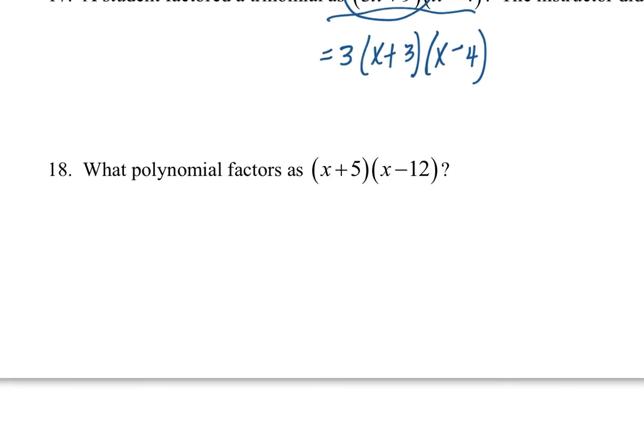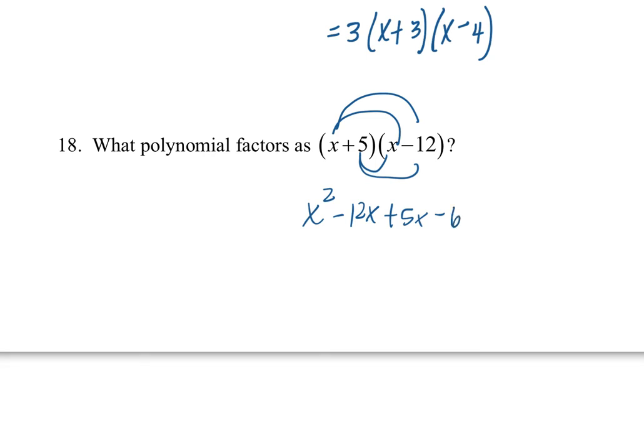Okay, and number 18 is saying, what polynomial factors as x plus 5 and x minus 12? That's just a really weird way of saying, hey, multiply this back out to tell me what the original problem would have been. So x times x is x squared, negative 12x, positive 5x, and then negative 60 on the end. Let's combine our like terms in the middle there.